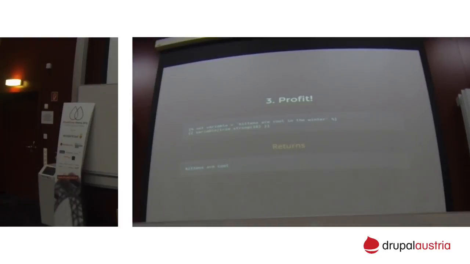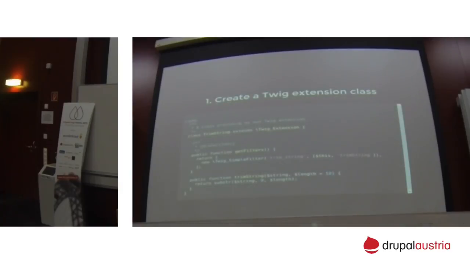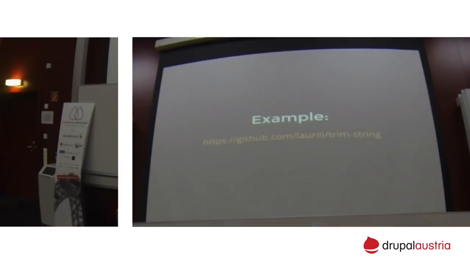Adding functions is exactly the same, but in the Twig extension class, instead of providing getFilters, you create a method called getFunctions, and then you can create Twig functions in there. If you want to download the code, it's also available on GitHub. You can download the module that adds a trim string filter, then you can modify it to do whatever your needs are.